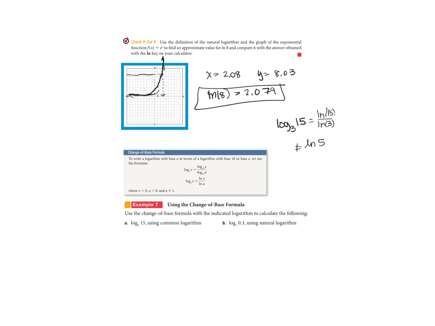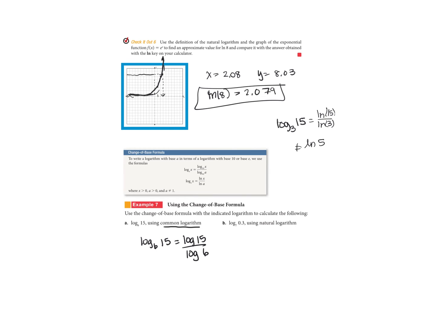Let's take a look at these. First one, they want us to use the common log. So the log base 6 of 15 is equal to the log of 15 over the log of 6.